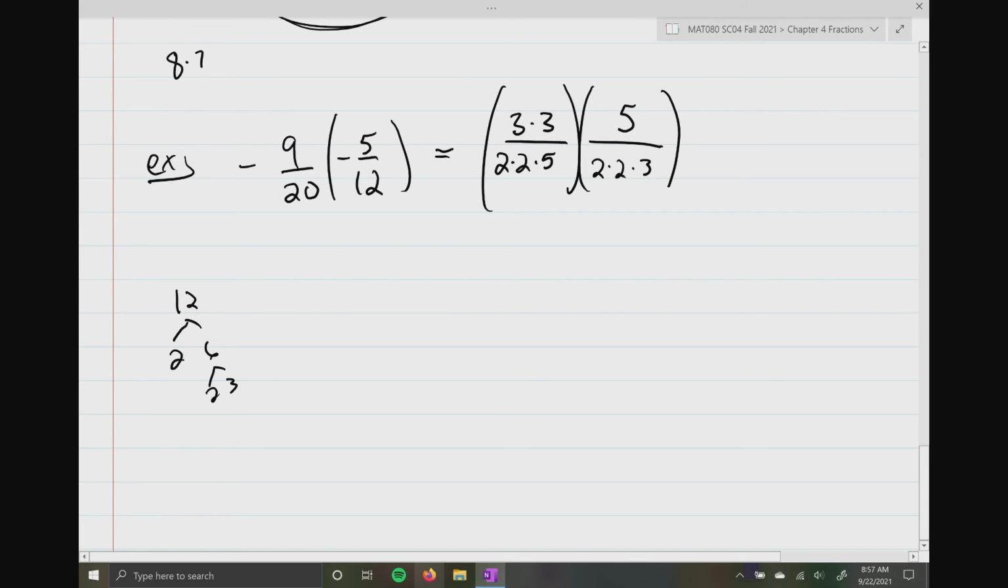Now, this is just me. I'm going to rewrite this the way it looks so that my numerator is all in order: 3 times 3 times 5. And I'm going to do the same to the denominator. So it looks like I have 1, 2, 3, 4, 4 2s, a 3, and a 5.